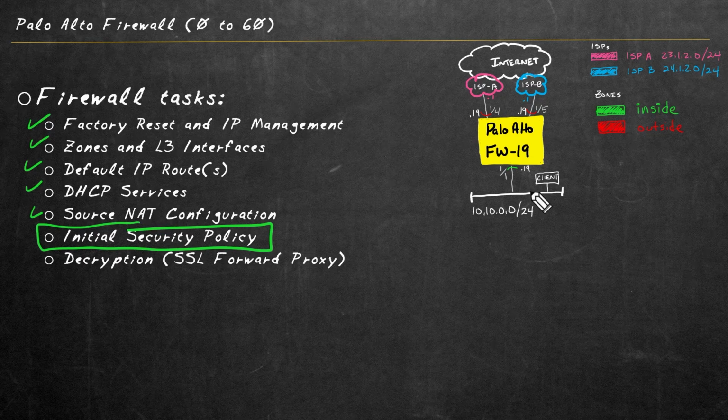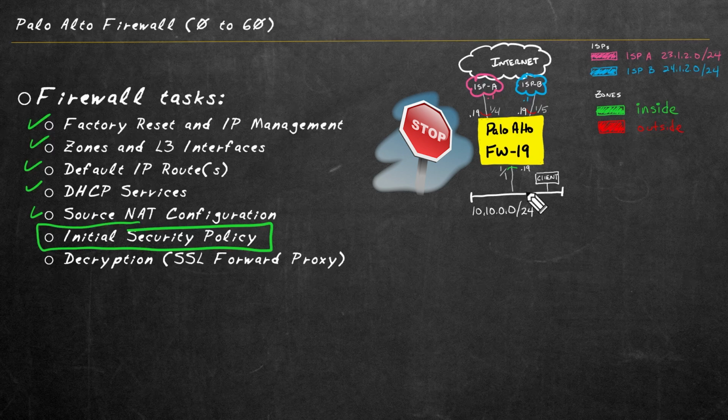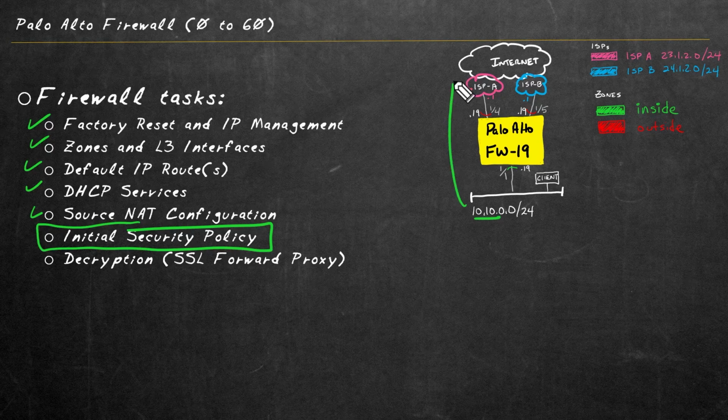So on the firewall, the default attitude regarding the data plane is no. So if we want to permit traffic to be allowed to be sourced from devices on this 10.10.0 network to go out to the internet, we need to set up at least one security policy rule as part of a security policy that permits that initial flow of traffic.